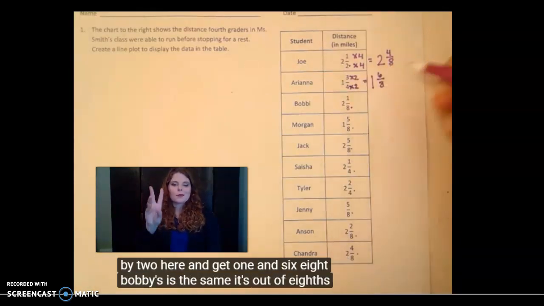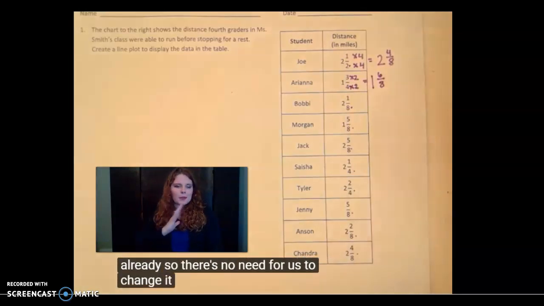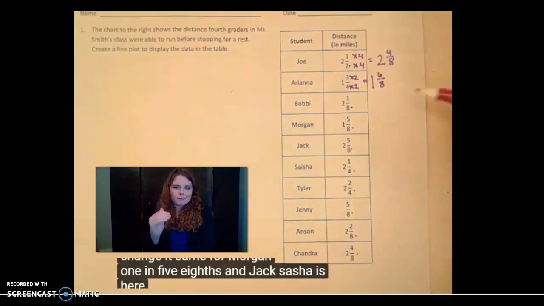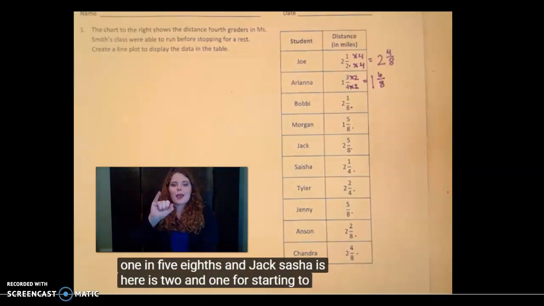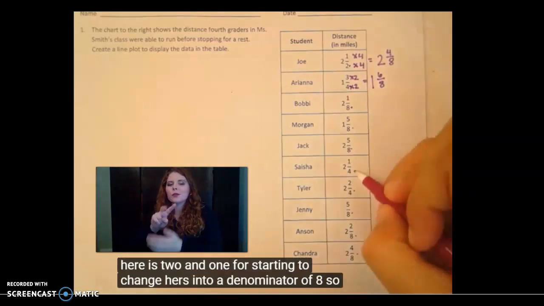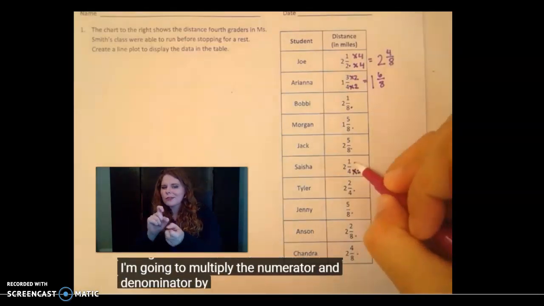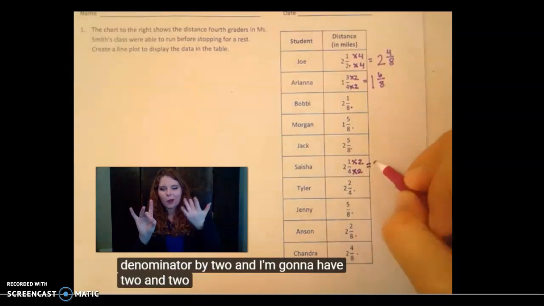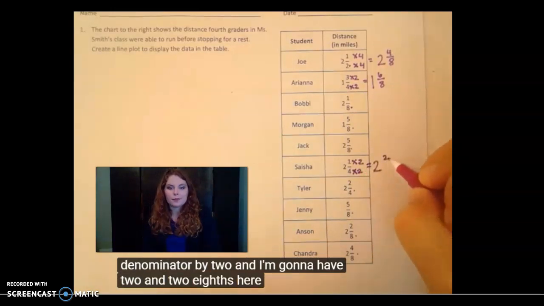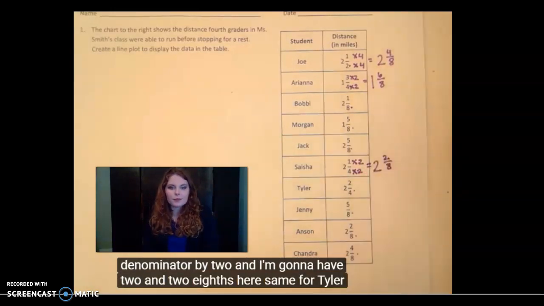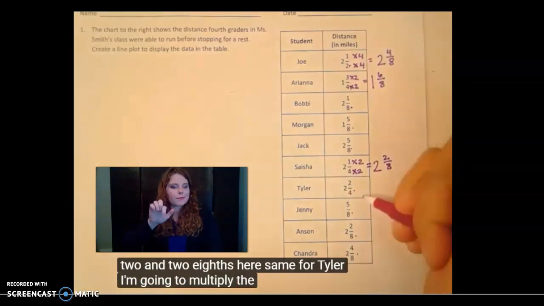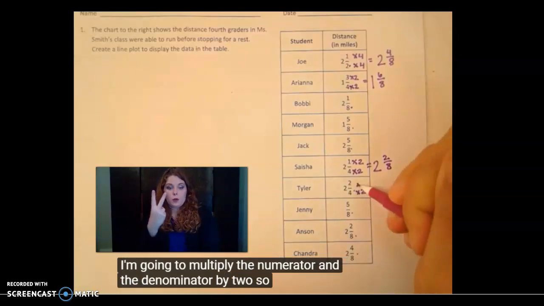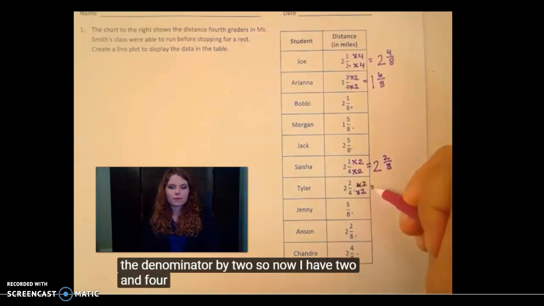Bobby's is the same. It's out of eighths already, so there's no need for us to change it. Same for Morgan, 1 and 5/8, and Jack. Sasha's here is 2 and 1/4, so I need to change hers into a denominator of eighths. I'm going to multiply the numerator and denominator by 2, and I'm going to have 2 and 2/8 here. Same for Tyler. I'm going to multiply the numerator and the denominator by 2. So now I have 2 and 4/8 here.